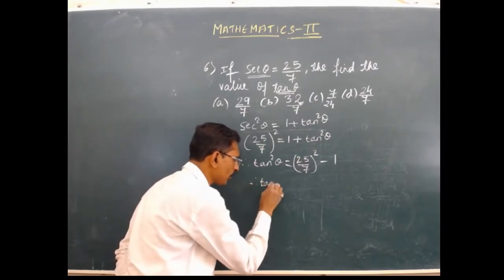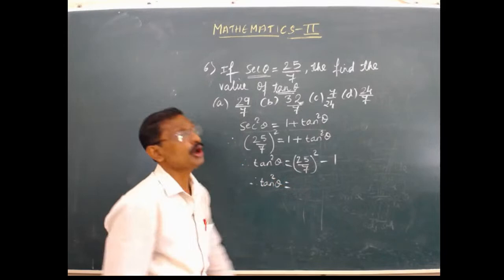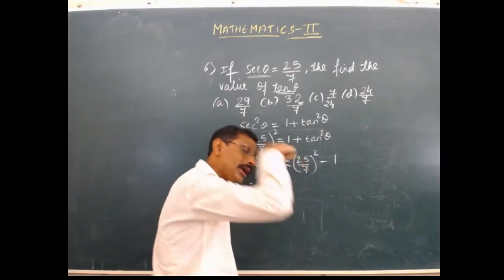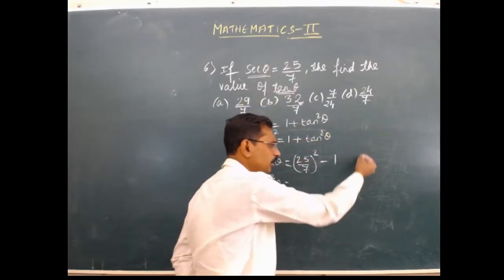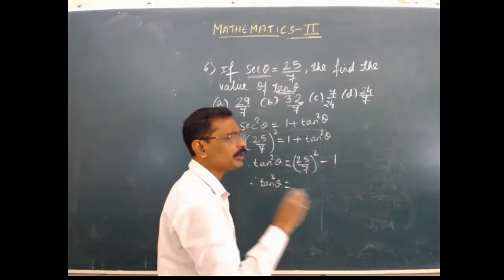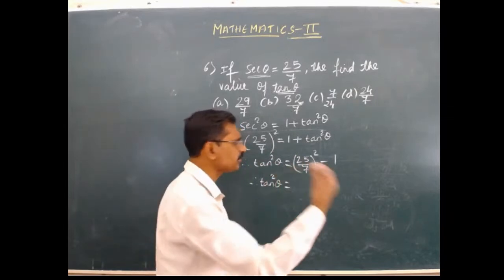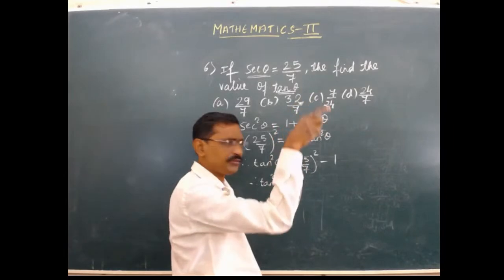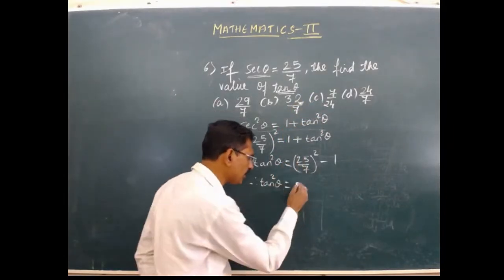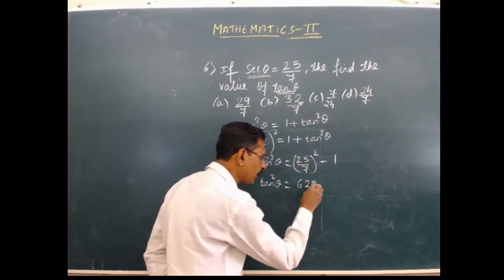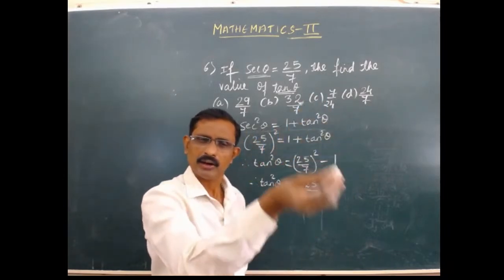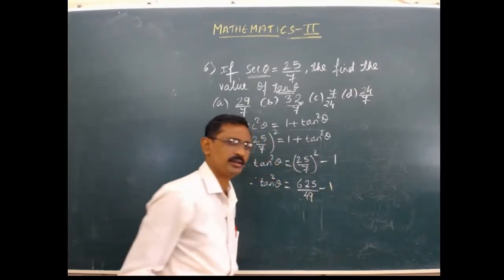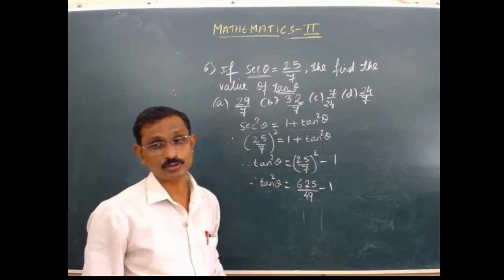Therefore, tan square theta is equal to, now we all know 25 into 25, square of 25. If you are unable, you can solve it here. But normally so many times we have done the problems, we have solved multiplication. 5 fives are 25, 2 twos are 4, 2, 6. We know that it is 625. 7 square, 4 9 is 49, minus 1. Now what we have to do?